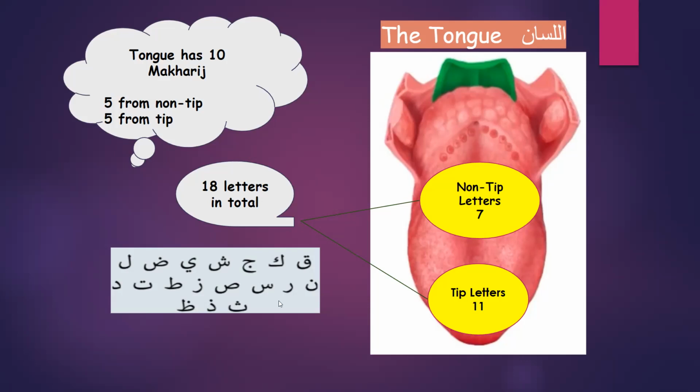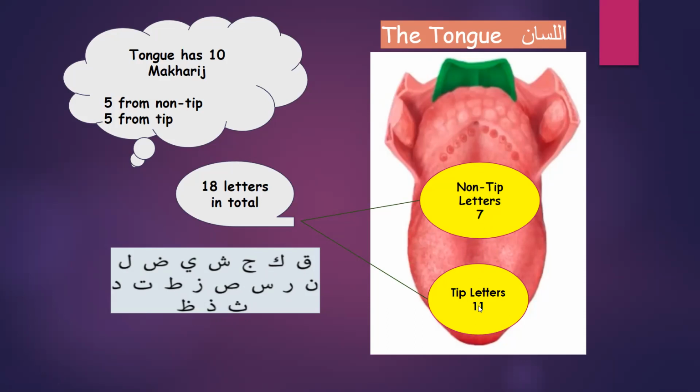Those letters are Qaf, Kaf, Jim, Shin, Ya, Dad, Lam, Noon, Ra, Sin, Sad, Za, Ta, Ta, Dal, Tha, Dhal, and Va. These are 18 letters in total, which have been divided into the non-tip and the tip letters.